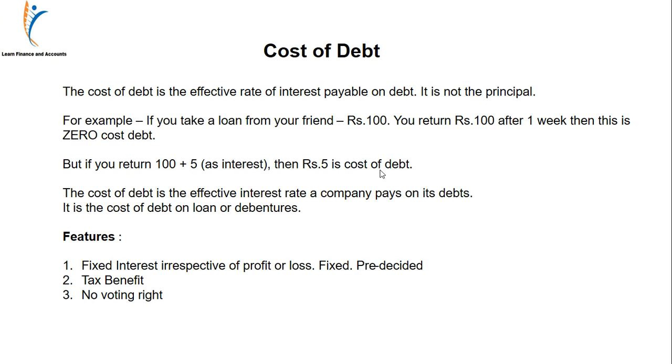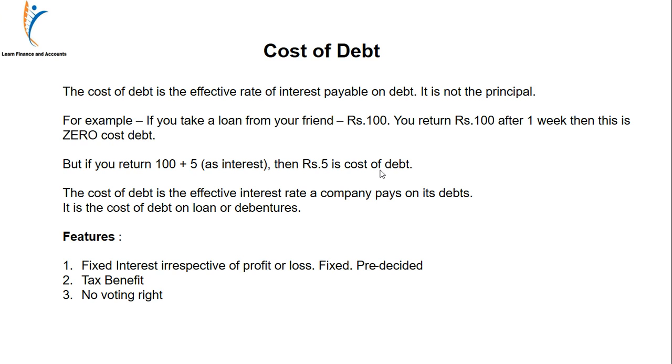So the rate of interest is fixed. This is irrespective of profit or loss. It is pre-decided. When a company goes to a bank to take a loan, the bank tells the company this is the rate of interest that you are going to pay. Similarly, when a company raises debentures, it has to tell the investors that this is the rate of interest that will be paid to you.